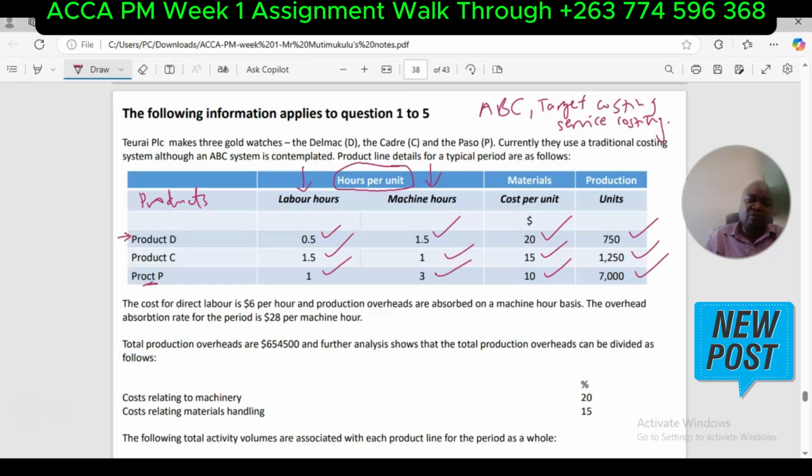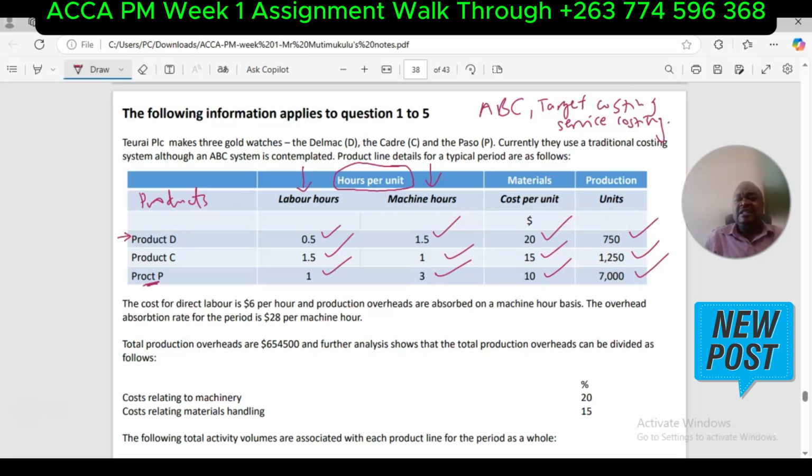Okay, this was just a typo, but it simply means product. The typist was thinking of going for lunch, something like that, so they were just rushing. Anyway, we correct that. Now, the cost for direct labor is $6 per hour.